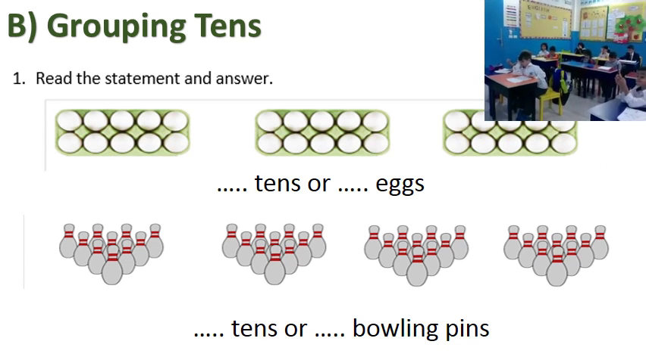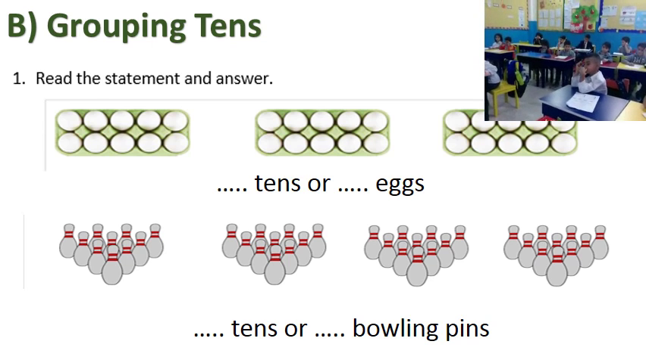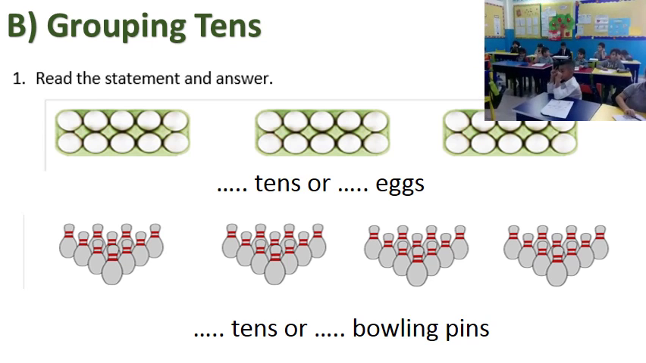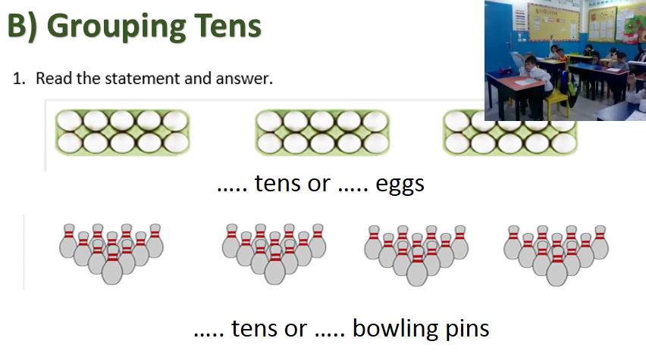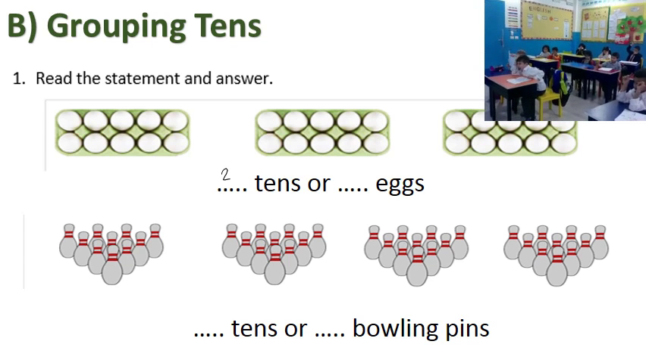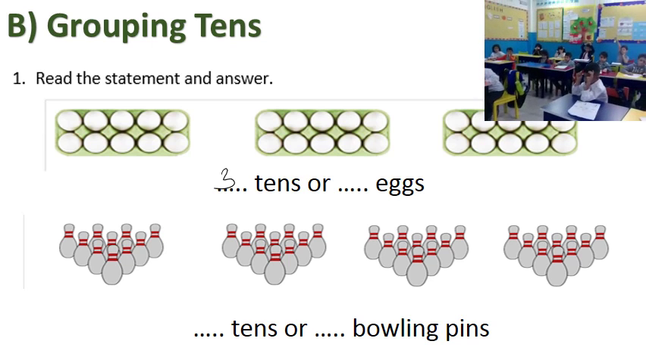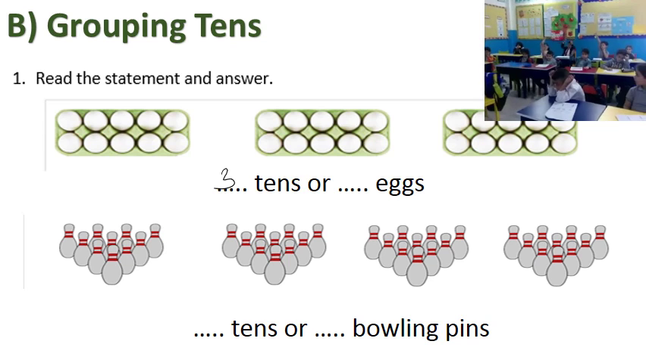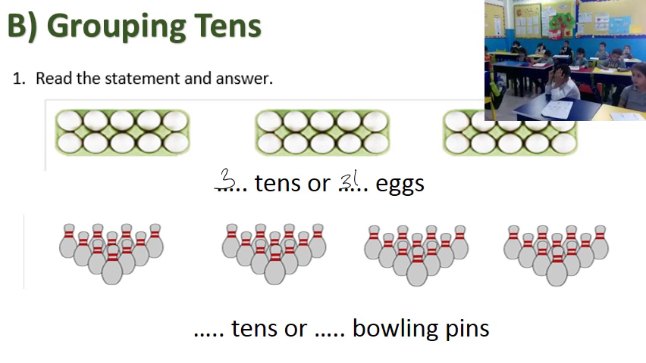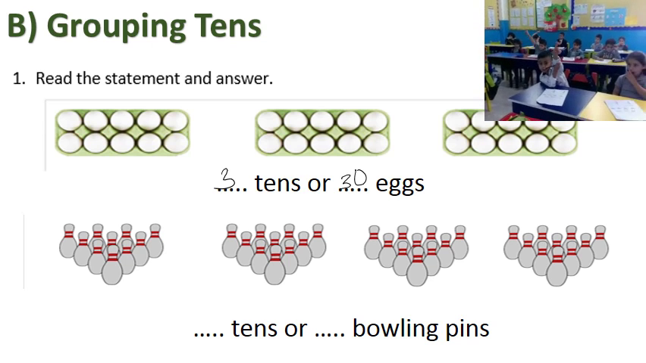Here I have grouping tens. I must read the statement and answer. What do I have in the first picture? Eggs, right? How many tens do I have, Rasha? 3 tens. So if I have 3 tens, that must mean I have how many eggs? Let's see who's going to answer. Ibrahim. 30 eggs. The second picture I have what?